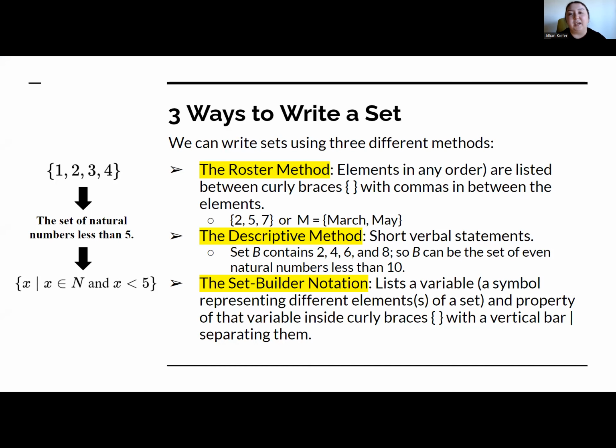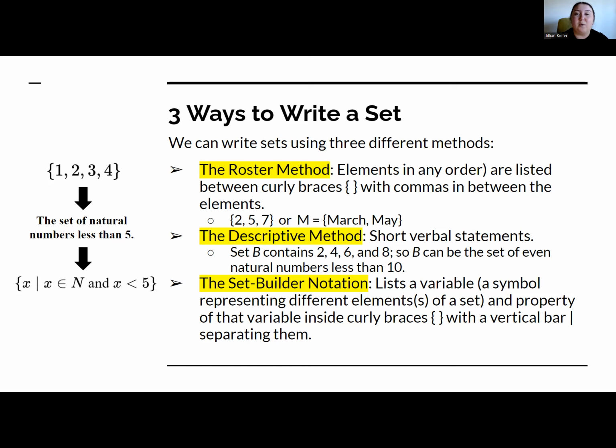We're talking about the 3 ways to actually write a set. We can write sets using 3 different methods. The first one, which is the most common and what we've already seen, is the roster method. Elements in any order are listed between curly braces with commas in between the elements. So it's a list, and we write commas.